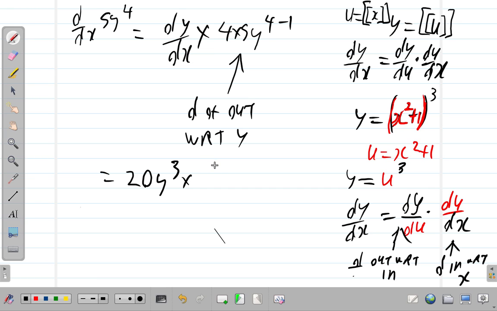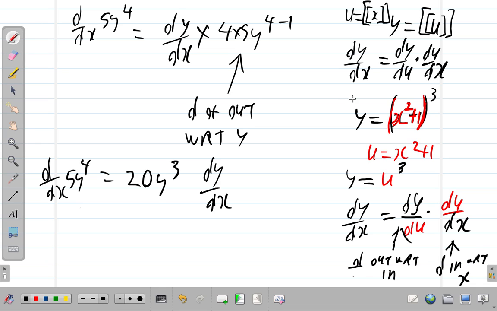So what you have is dy by dx. Therefore, the derivative with respect to x of 5y to the 4th is equal to 20y cubed times dy by dx. You don't necessarily have to write the times again, you could just leave it out. So it is 20y cubed dy by dx for that answer.